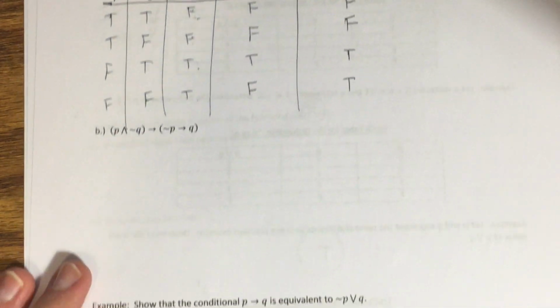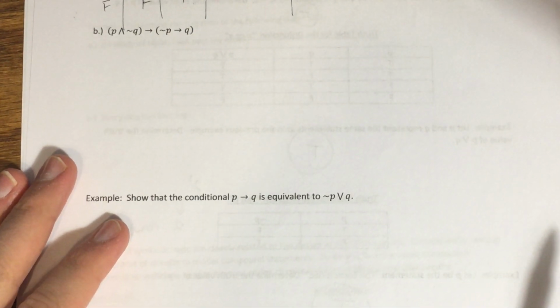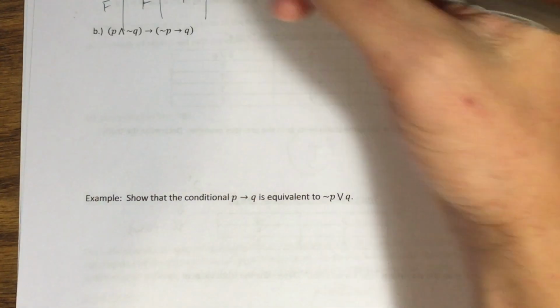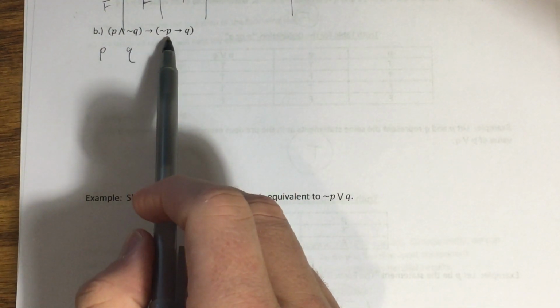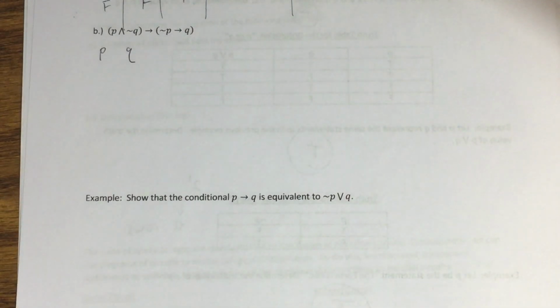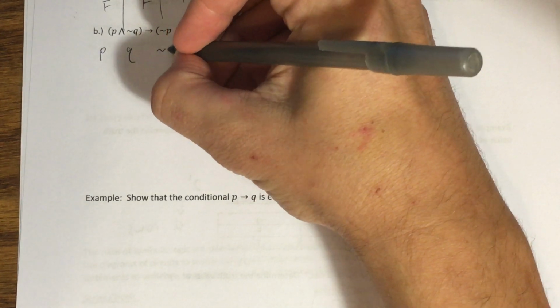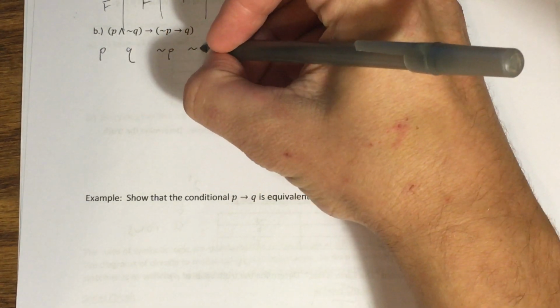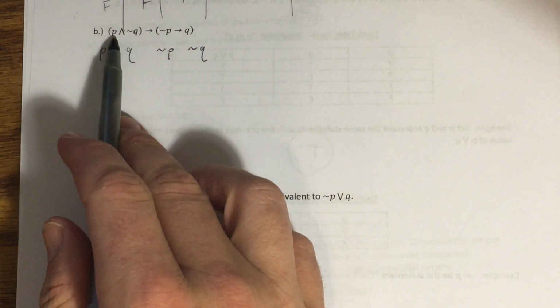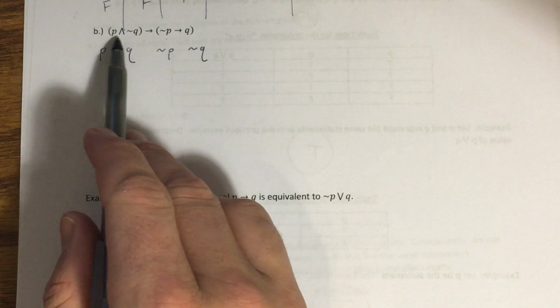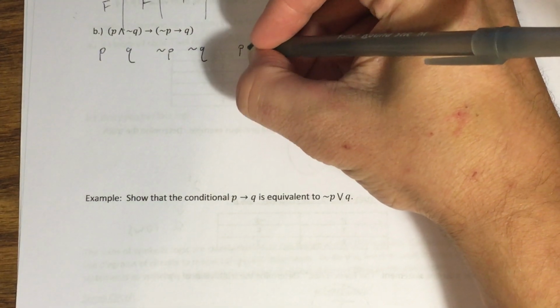Down here, once again, P and Q are my only component statements, and so I'm going to have 4 rows as in the previous example. P, Q. I see a negation for both a P and a Q in this compound statement, so I need a not P column and a not Q column. I also have 2 sets of parentheses, and so I'll need a column for each of those, P and not Q.